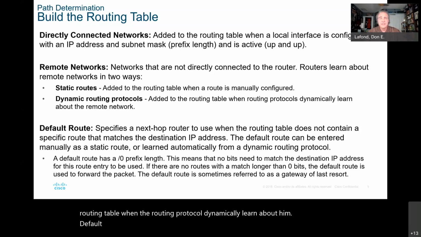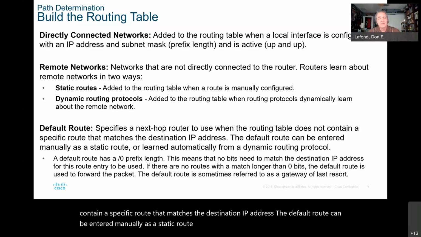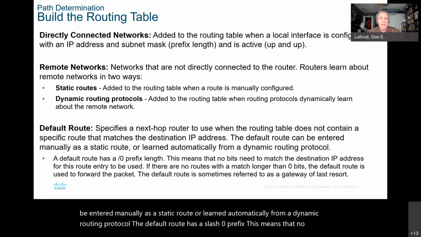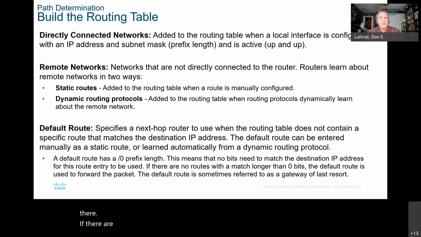Default route. That specifies a next hop router to use when the routing table does not contain a specific route that matches the destination IP address. The default route can be entered manually as a static route or learned automatically from a dynamic routing protocol. The default route has a /0 prefix. This means that no bits need to match the destination IP address for this routing entry to be used. If there are no routes with a match longer than 0 bits, then the default route is used to forward the packet.